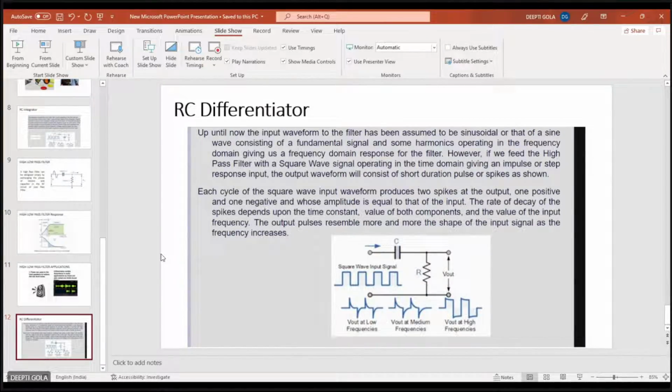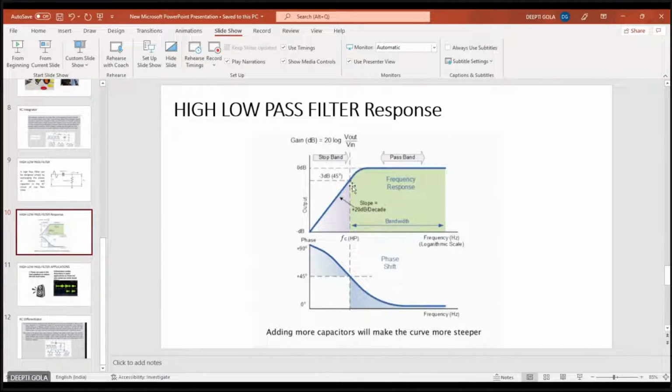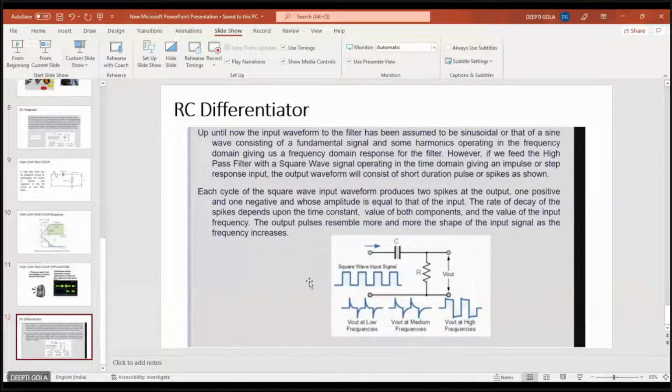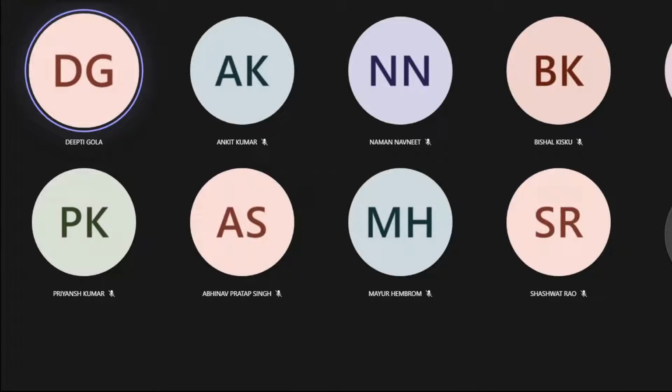The next thing is that the high pass filter will act as a differentiator, which is just the opposite of the low pass filter, when we apply the square wave at the input. So this is your second experiment. You have to verify the frequency response of the high pass filter with sine wave input, and then you have to verify the differentiator application of this high pass filter using the square wave input. All right. So this is all about today's experiments.